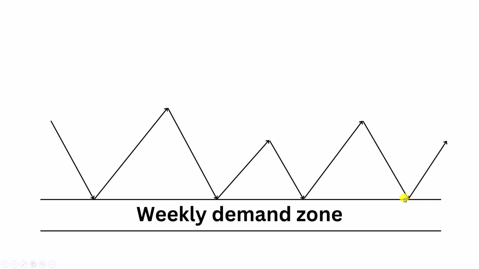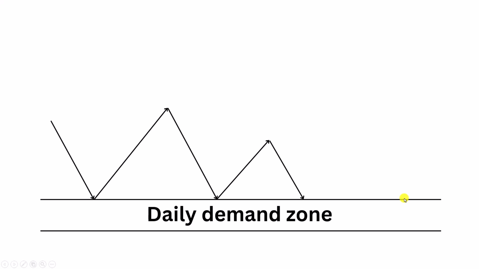Now, the daily demand zones are less strong than the weekly zones. It may take 3-4-5 days for the price to come here, then 7-8-9-10 days to go here, then once again 10 days to come here, once again 10 days to go here. For the price to come from here to here, let us say it takes a month. Nothing much can happen in a month generally, and so the demand and supply zones will not be as strong as the weekly or monthly supply and demand zones.